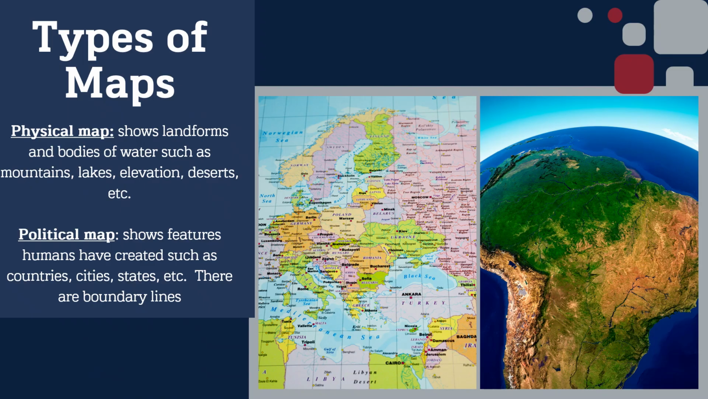Now, there are two types of maps. Physical maps are going to show the features: the rivers, the mountains, the lakes, the deserts. And we have political maps, which are probably what you see in a lot of your history classes. They are showing cities, states, boundary lines of the nations and their borders. Generally, that's what we see when we look at a map in a classroom.